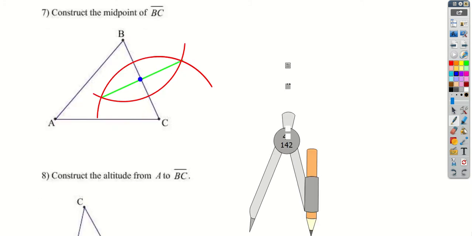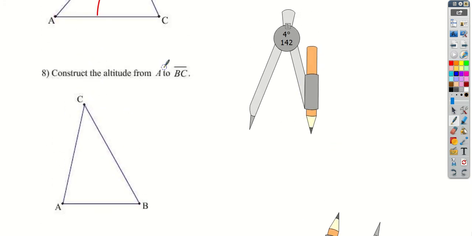All right, number 8, altitude from A through BC. So we're going to do the same thing we did before, if you guys remember. How to make a line perpendicular from A through BC. It's the same concept, guys.